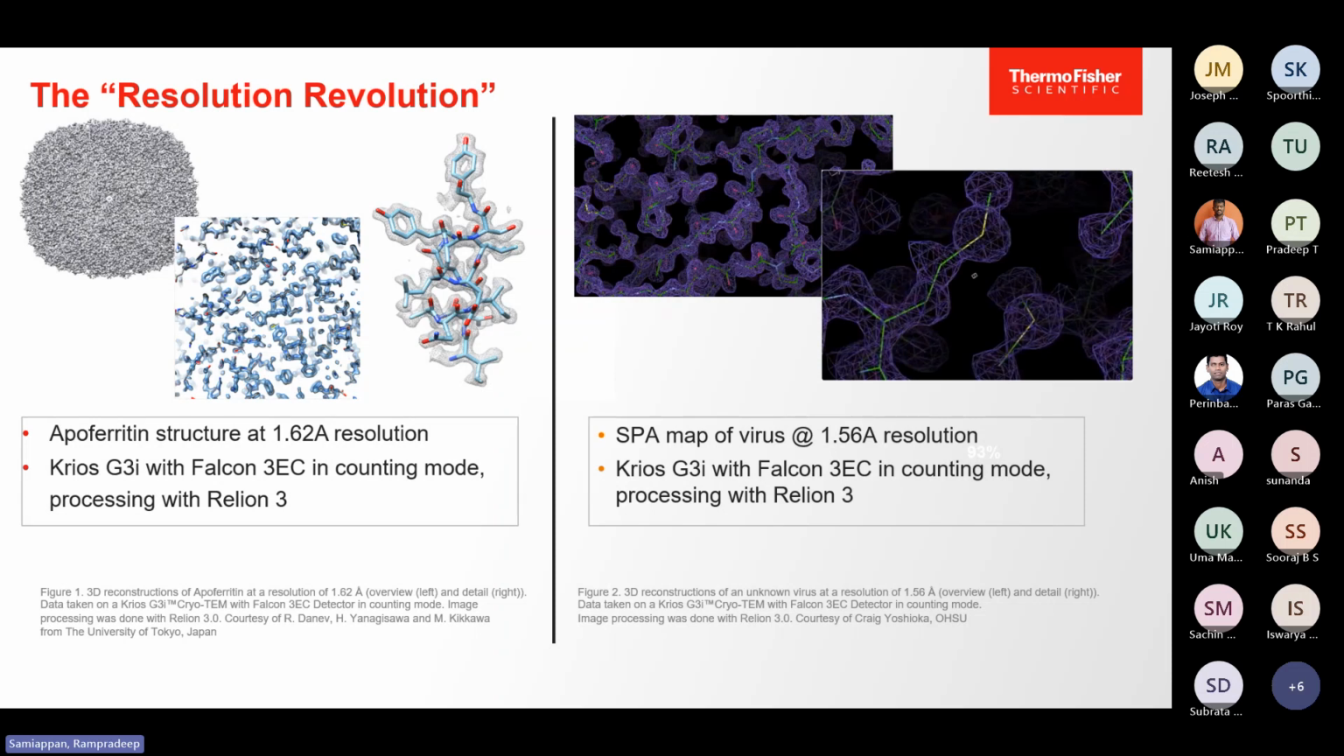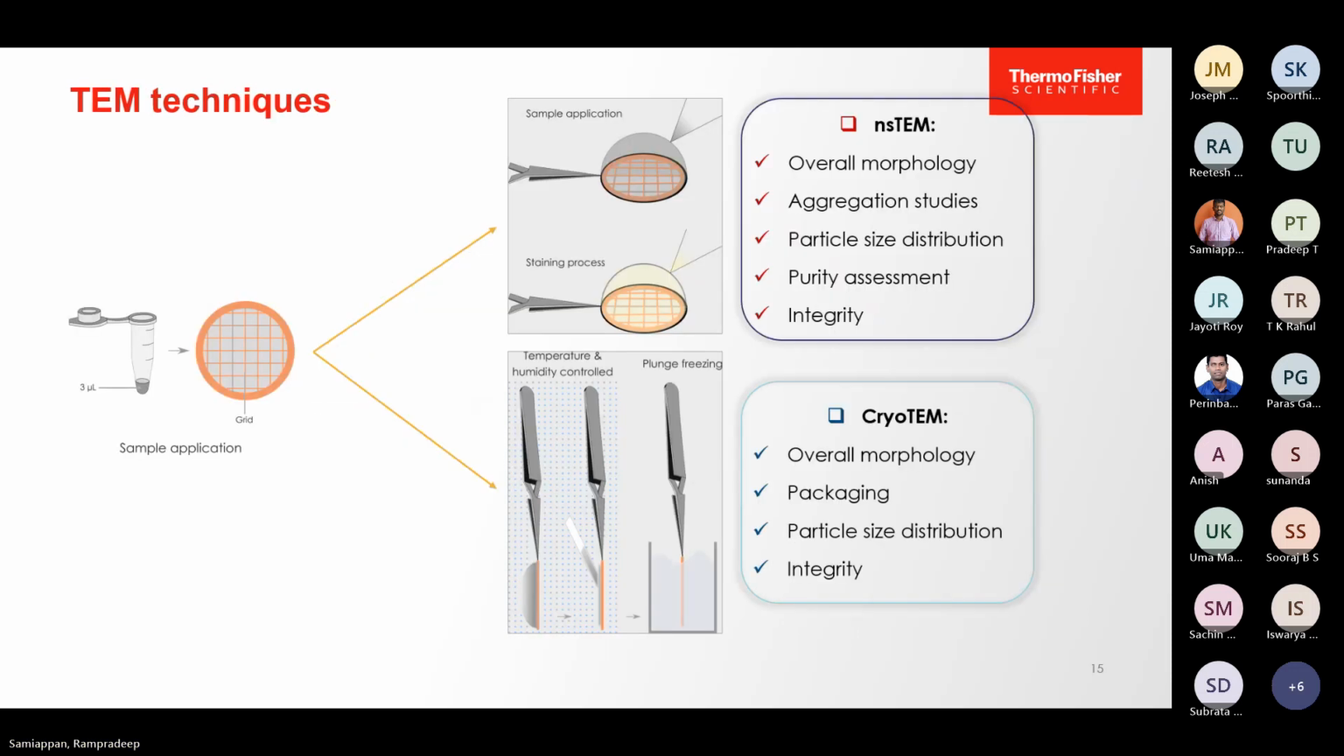And on the right side, you can also see the single particle analysis of a virus sample. It's around 1.56 angstrom. So, getting into the insights. Right now, we have gone through what is electron microscopy, what is a transmission electron microscope and its components, and how cryo-EM plays an important role. So with these insights, let's go to the TEM techniques in detail.